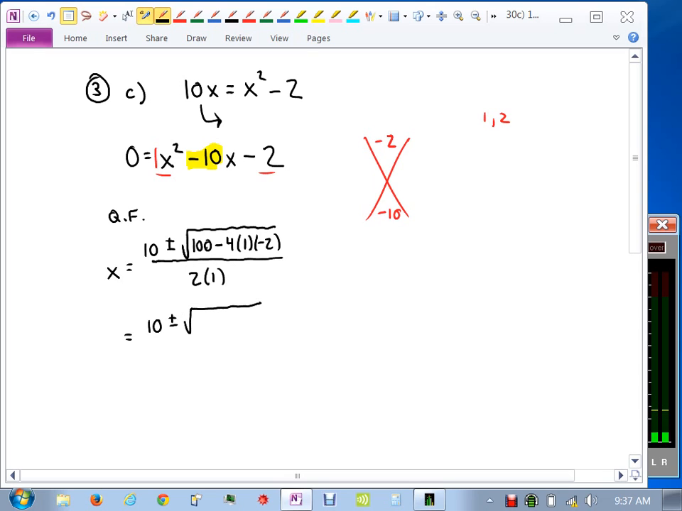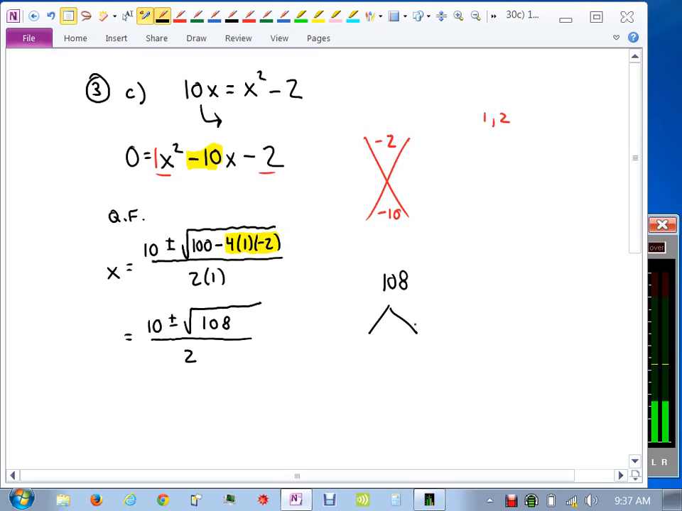Now let me do this one quickly. This is 100. Then we have, let's see, 4 times 1 times negative 2 is negative 8. So I'm subtracting a negative, so that's 108. It really turns into adding 8 instead of subtracting it. And now I'm going to see if I can break down 108. So does 108 break down to be anything that has a perfect square? So I get my calculator out. I try 4 first.